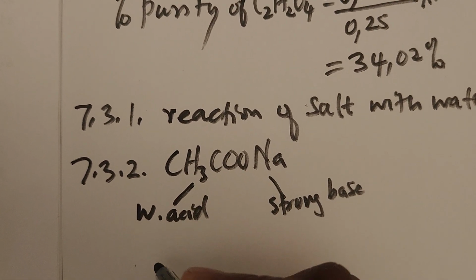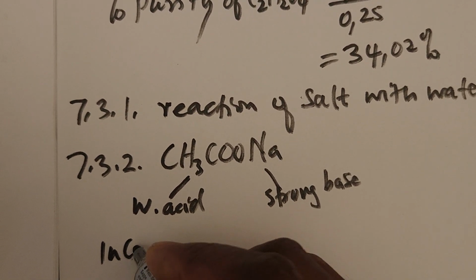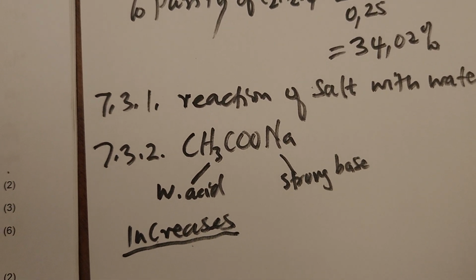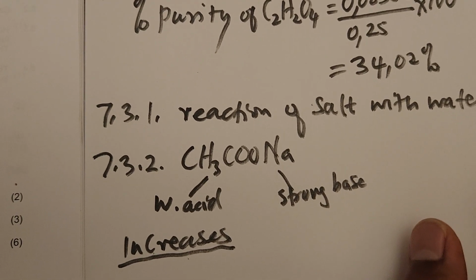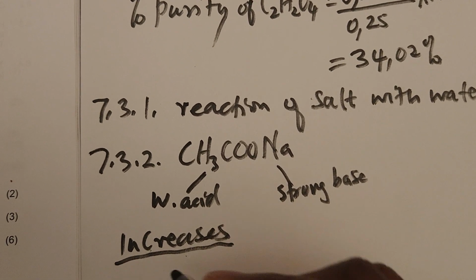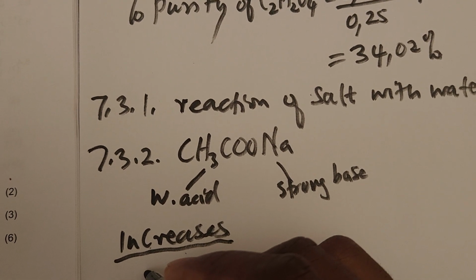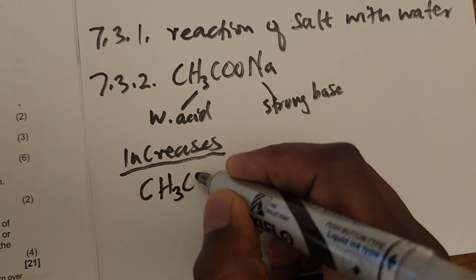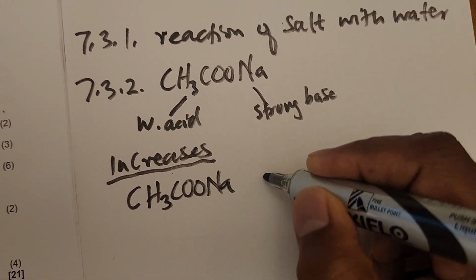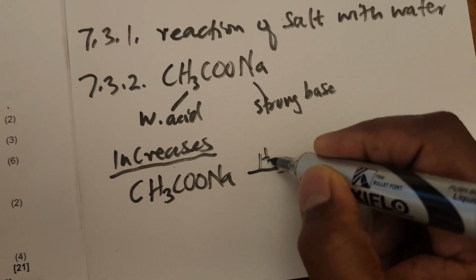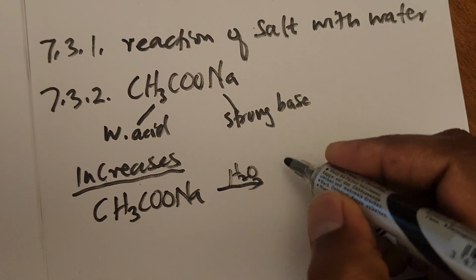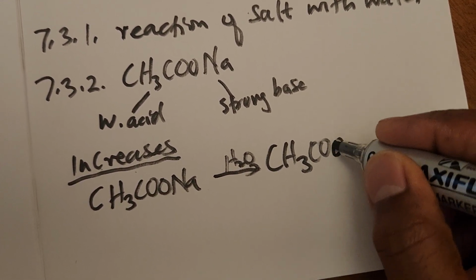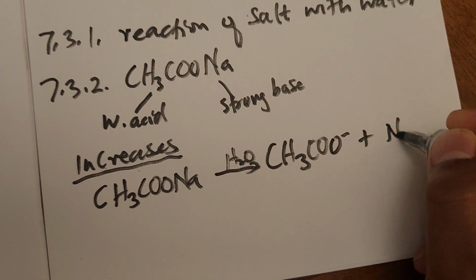Therefore, we first write that the pH increases, as they say, write increase, decrease, or remains the same. Then use the balanced equation to explain. Let's write the two equations. First, you have to ionize the salt, sodium ethanoate, in water. It will form the acetate ion plus the sodium ion.